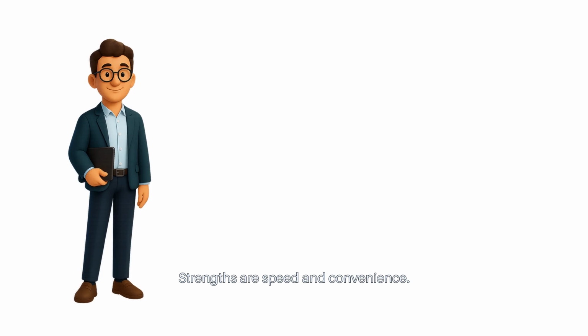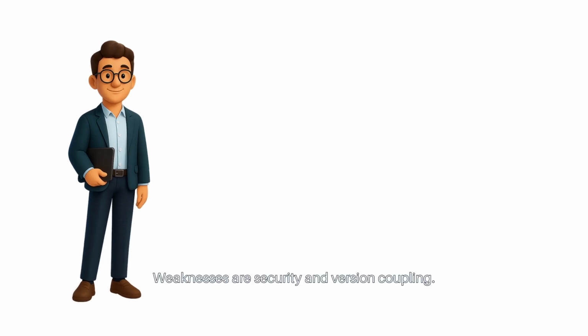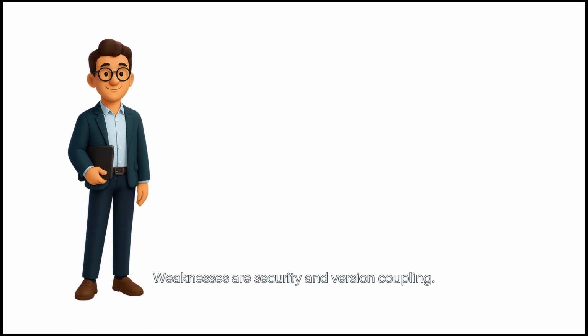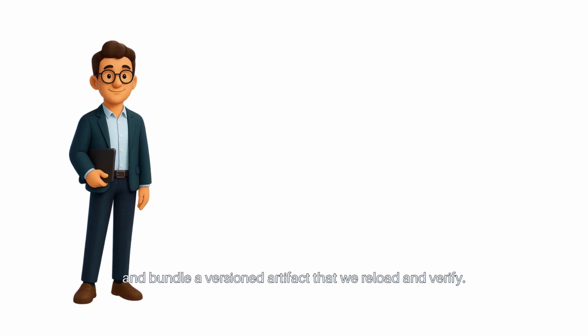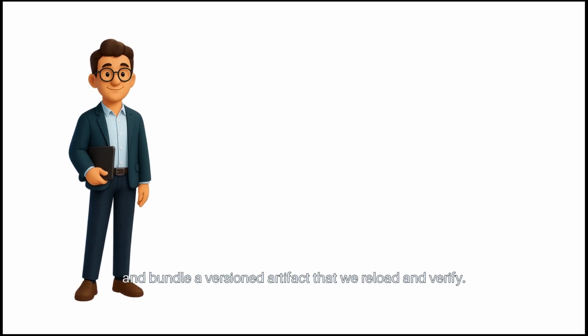Strengths are speed and convenience. Weaknesses are security and version coupling. We will build a tiny mean predictor, save it with Pickle and Joblib, test compression effects, and bundle a versioned artifact that we reload and verify.